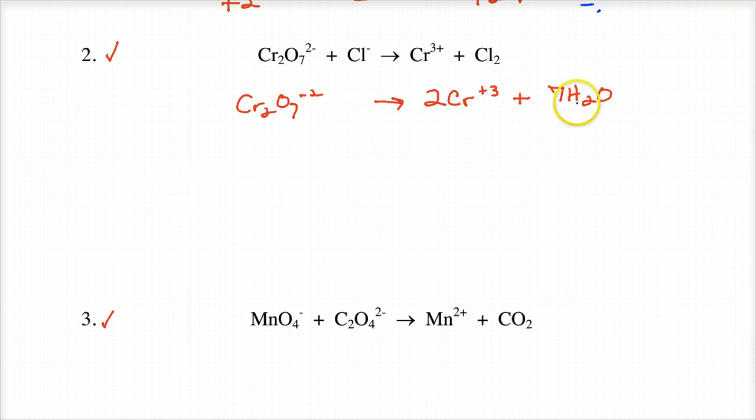Cool, my oxygens are balanced, but now my H's aren't. I have 14 H's on this side. Yep. I'm going to need 14 protons on this side. Okay, everything's balanced except for charge.